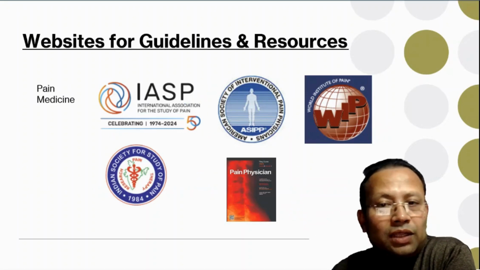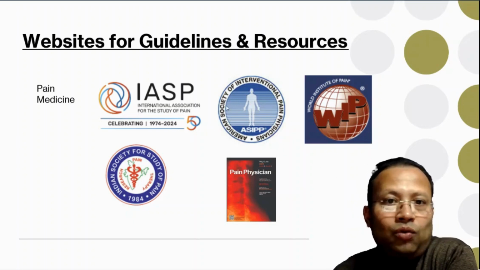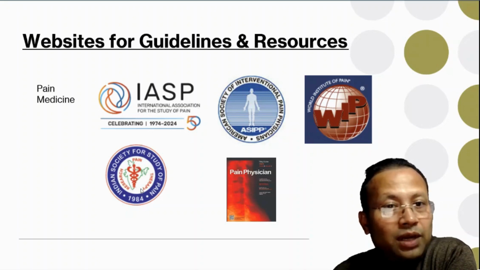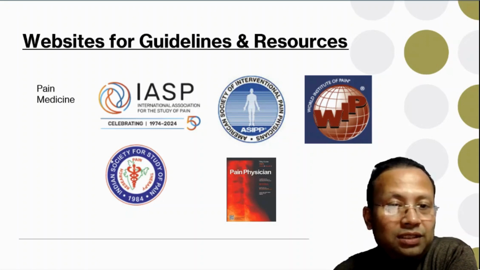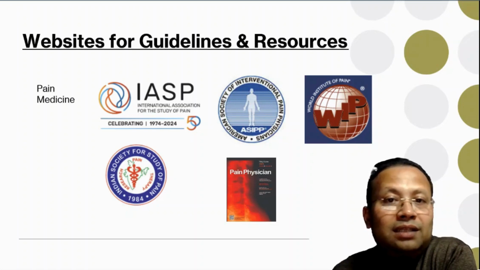Now, there are some organizations which form the guidelines about core pain medicine. One is IASP, the International Association for the Study of Pain. This IASP has a branch, ISSP, which is the Indian branch. ISSP also has some guidelines, and then comes ASIPP, the American Society of Interventional Pain Physicians.